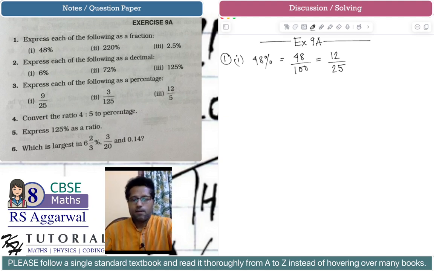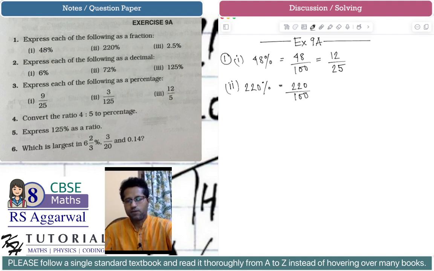Okay. Part 2 is we have to convert 220 percentage as a fraction. So 220 percentage means 220 by 100. So this is the fraction form. Now we have to reduce this fraction to its simplest form, and if we do cancellation, it will be, I guess, 11 by 5.